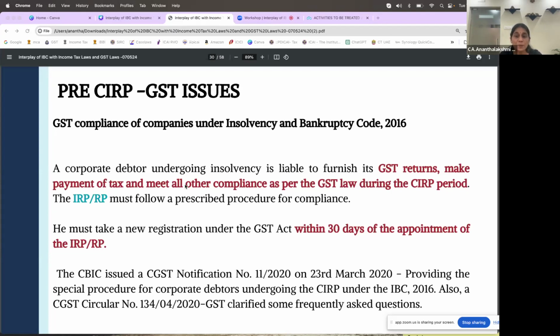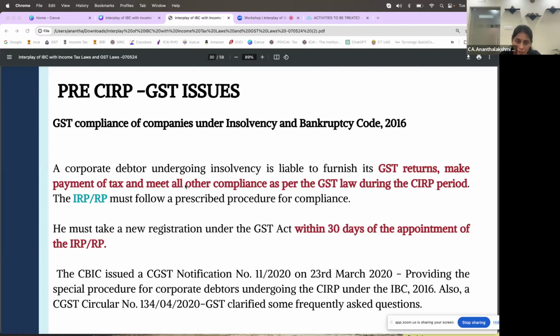New GST registration must be obtained within 30 days of the appointment of IRP or RP. This 30 days is for each. If the corporate debtor had 3 GST registrations, you have to apply for 3. If he has 5, you have to apply for 5. So you have to ensure how many additional places of business he has. The same additional places of business you also need to register, and you have to ensure that you obtain the new registration within 30 days of the appointment. Okay, there could be some glitches. We will see that also in the later part of the slide.